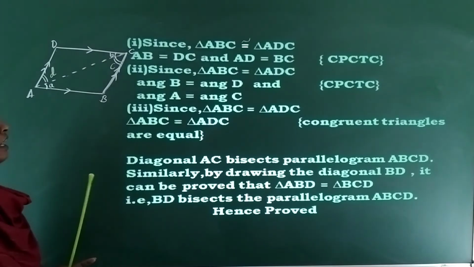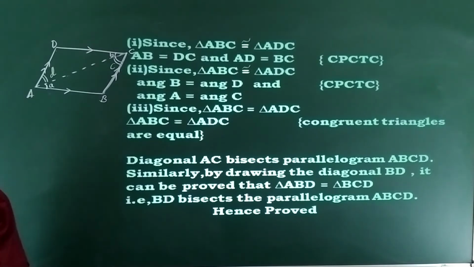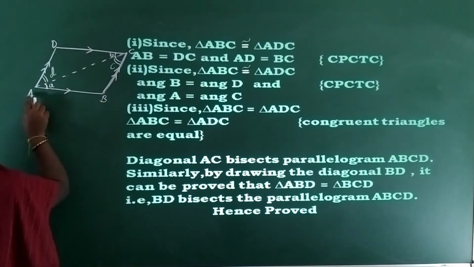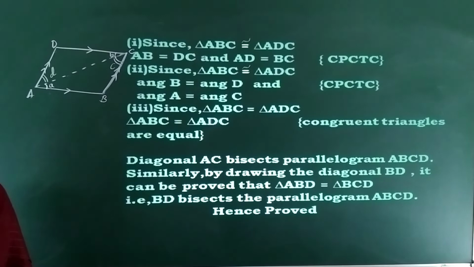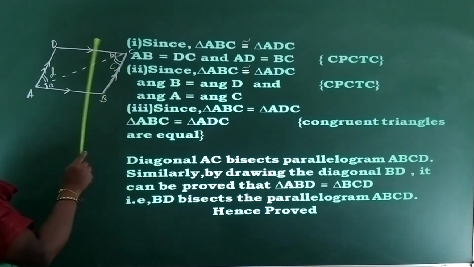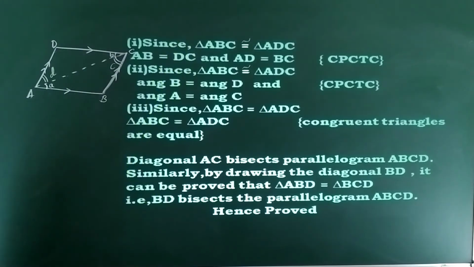Again, since triangle ABC is congruent to triangle ADC, they are congruent. Correct? No? By seeing that one, angle B is equal to angle D. Angle A is equal to angle C. Because when both the triangles are congruent, all the corresponding angles are also equal. So that's why these two opposite angles are equal. Opposite sides are equal. Why? Because we have proved by congruent triangles. By ASA congruency we have proved both the triangles are congruent.